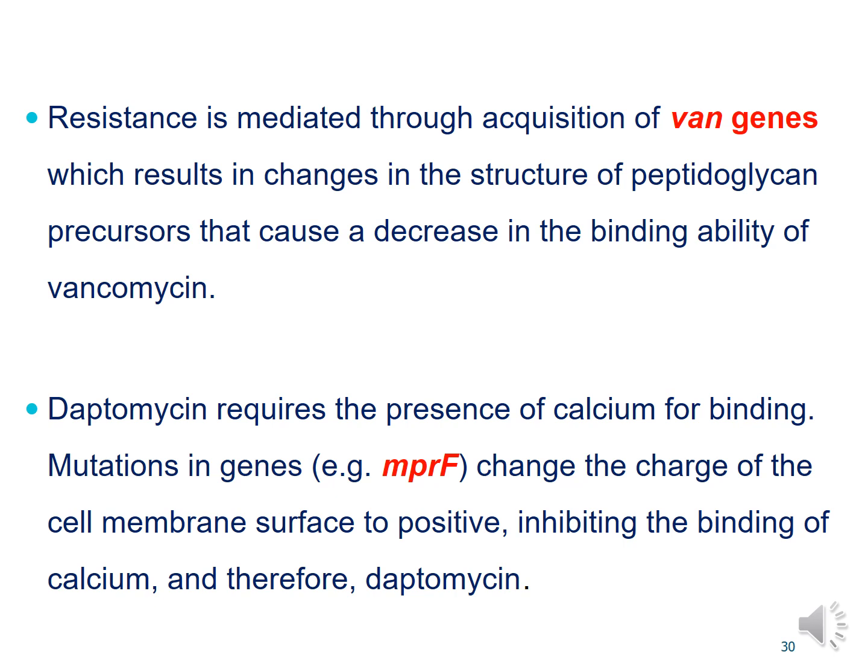Daptomycin requires calcium binding. A mutation in a gene, that is mprF, changes the charge of the cell membrane surface to positive, inhibiting the binding of calcium, therefore inhibiting or reducing the action of daptomycin.